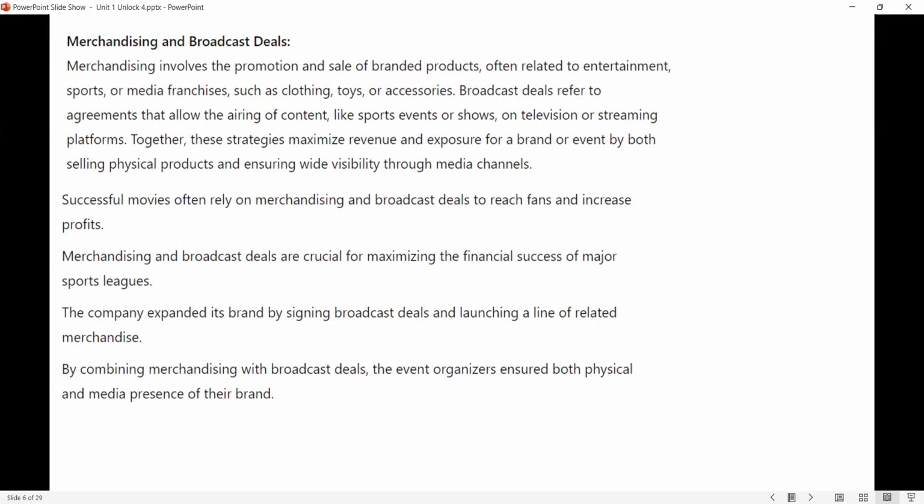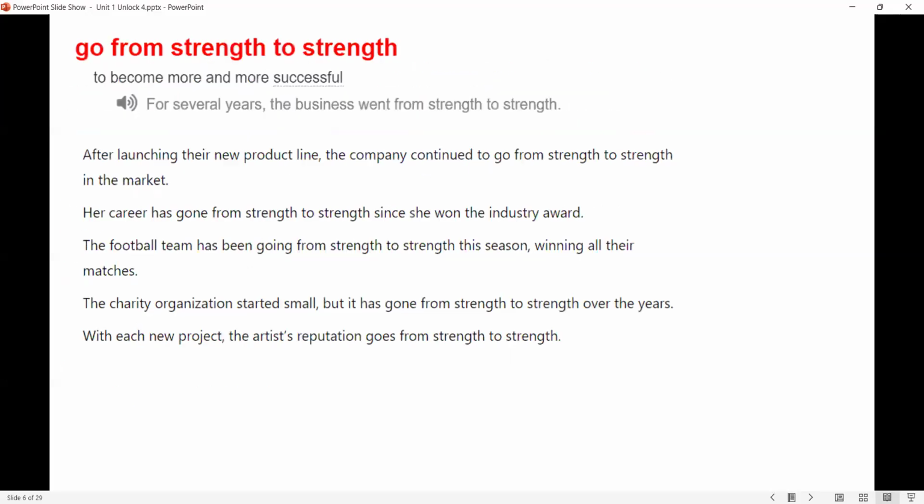So when companies or businesses use merchandising and broadcast deals, first of all, they reach a bigger audience, more people, so their brand can be seen by more people. And second reason is that they can sell more products. So because of these two, they use merchandising and broadcast deals. Successful movies often rely on merchandising and broadcast deals to reach fans and increase profits.